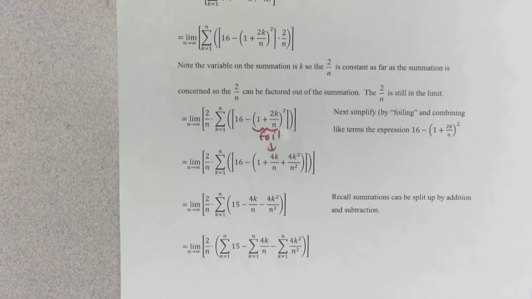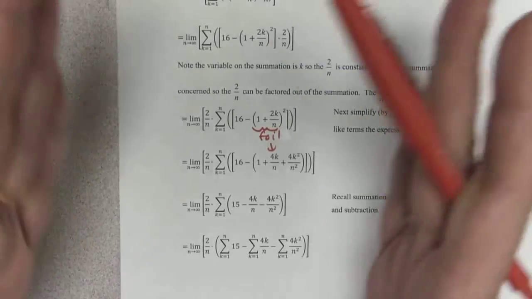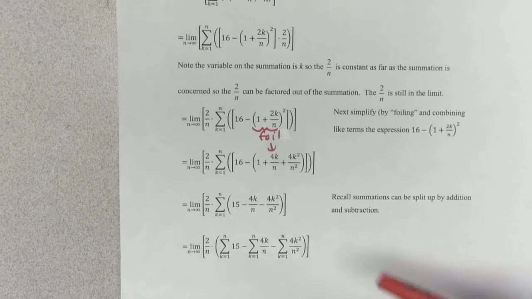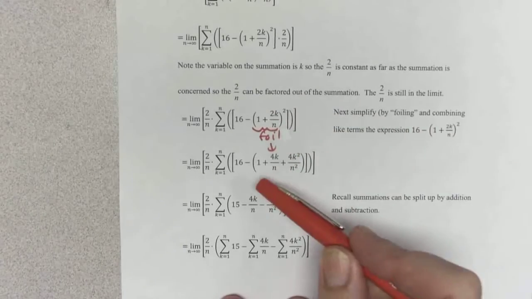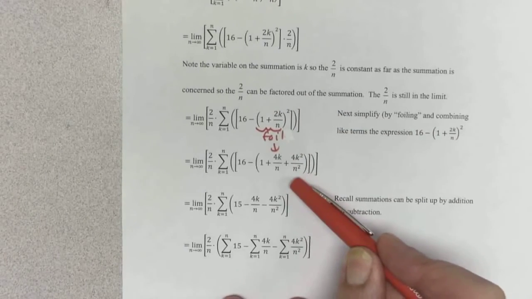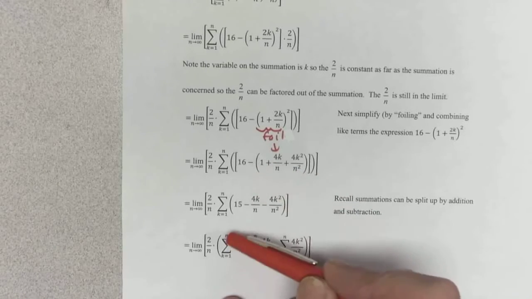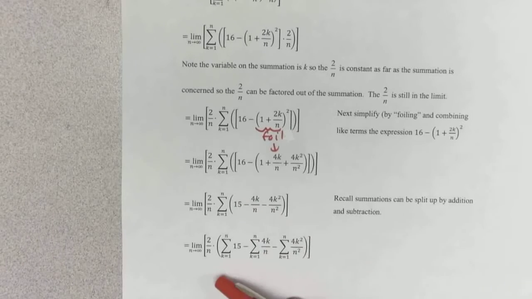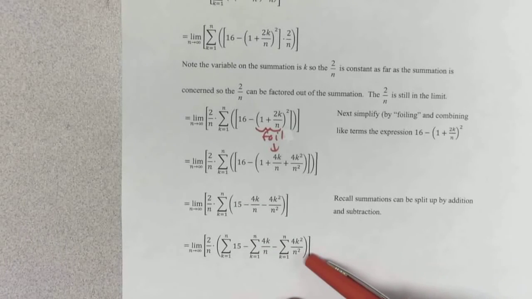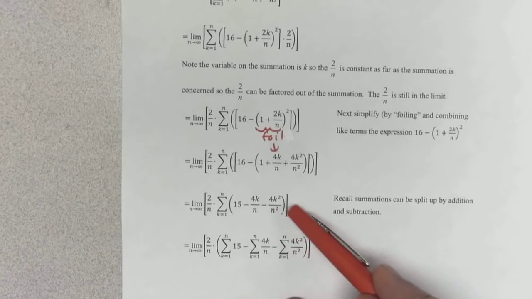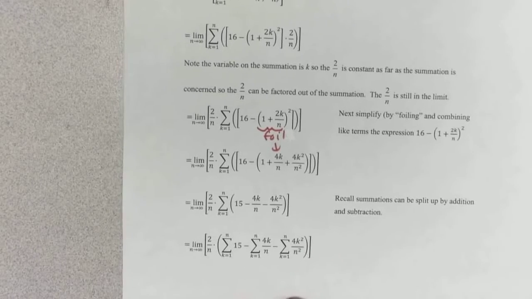Okay, continuing on with this problem. So again, we got to the point where we're really just doing some algebra. We FOILed all that out. That gave me that. Then I distributed that minus sign, and then 16 minus 1, 15. Then it's legal to split up summations by subtraction, so I split this up into 3 summations.